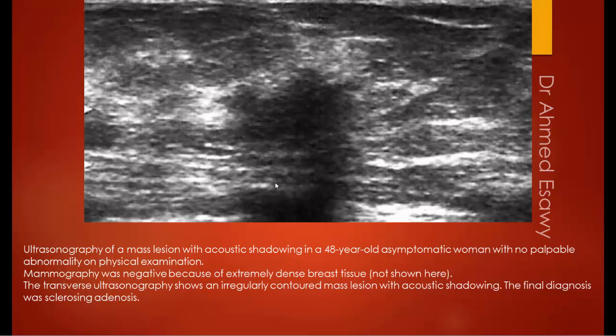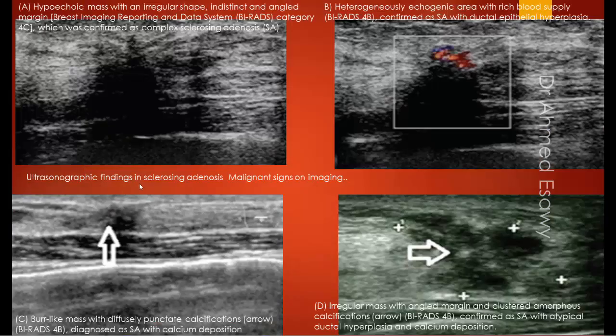This is an old woman, asymptomatic, with no palpable abnormality on physical examination. Mammography was negative because of extremely dense breast tissue. Ultrasound shows an irregular, contoured mass with acoustic shadowing. Final diagnosis: sclerosing adenosis. As this is difficult to differentiate from carcinoma, dedicated biopsy and tissue study are needed. These are ultrasonographic findings in sclerosing adenosis, and malignant signs may be seen in these cases.